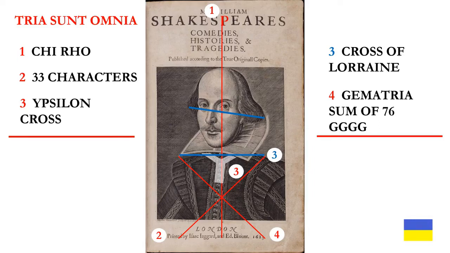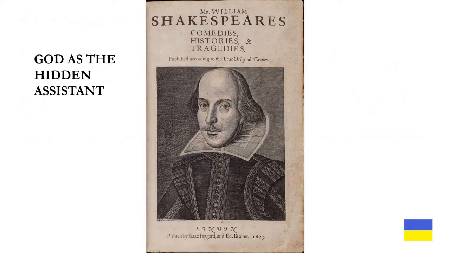And for those people who want extra assurance about what's going on, the gematria sum of all of the letters that the Rho line crosses or clips is 76, which in the Latin alphabet repeated count is 4 G's. It's all there to show us that they have shown God as the hidden assistant in helping the writer create the plays.